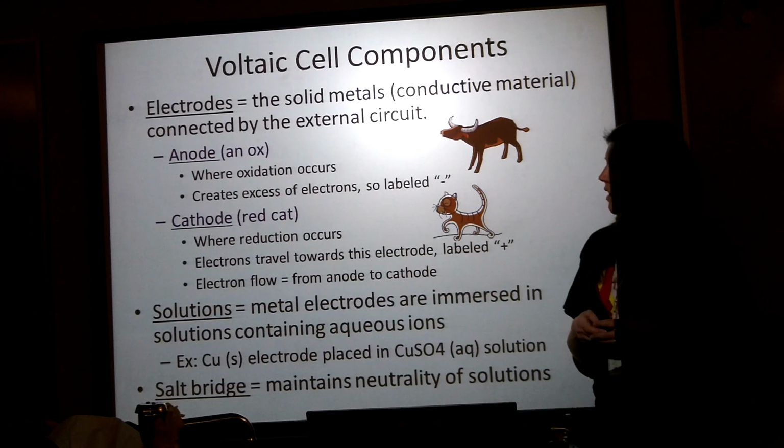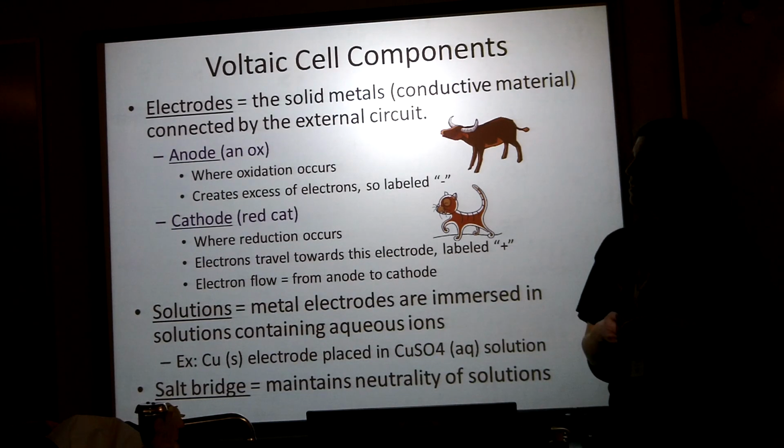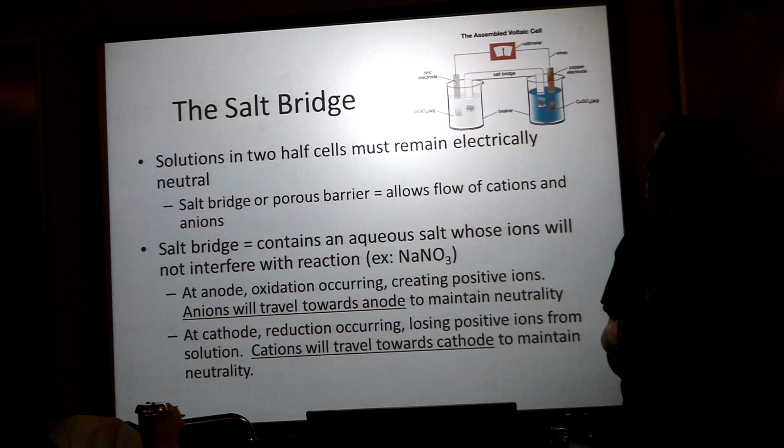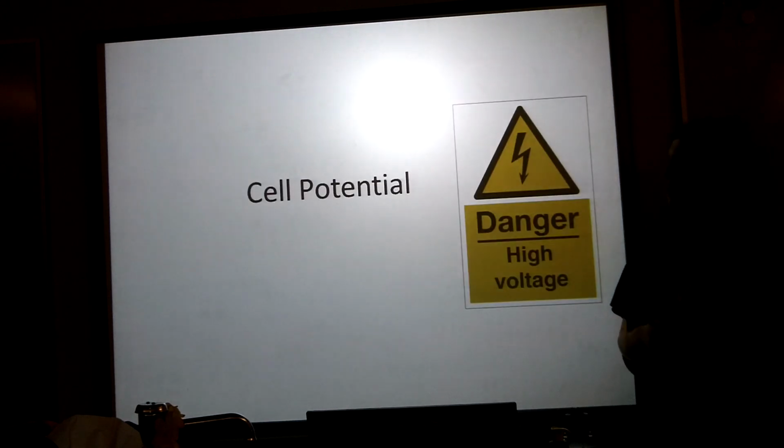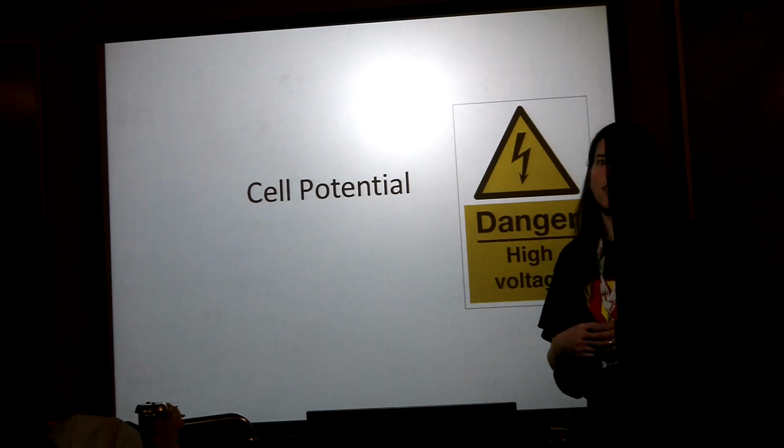So this goes through our voltaic cell components. And this is talking about the salt bridge. And then we'll do another video to talk about cell potential under standard conditions and non-standard conditions.